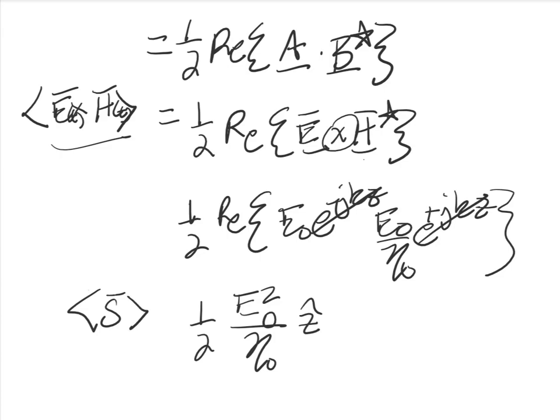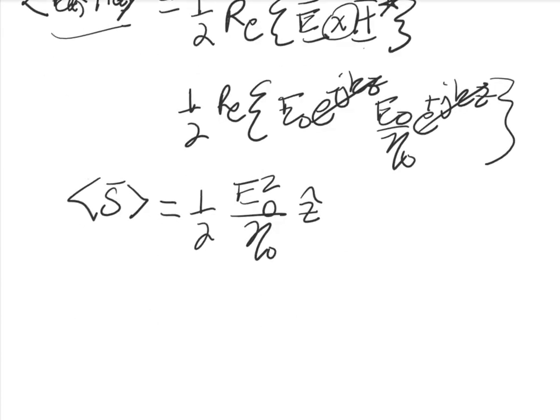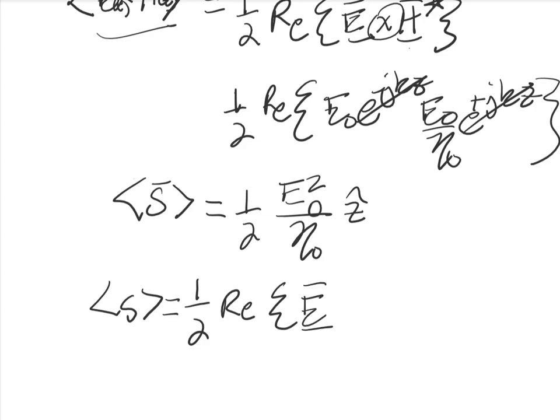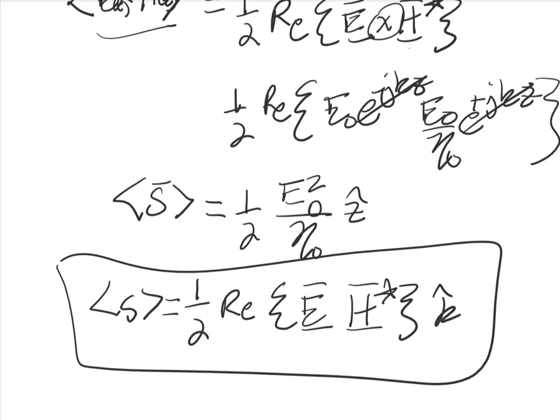That then is the time-varying Poynting vector. And that in general is how you're going to find the time average Poynting vector. You just take 1/2 the real part of E phasor cross H phasor conjugate in the direction of propagation. Or 1/2 E cross H conjugate. And done.